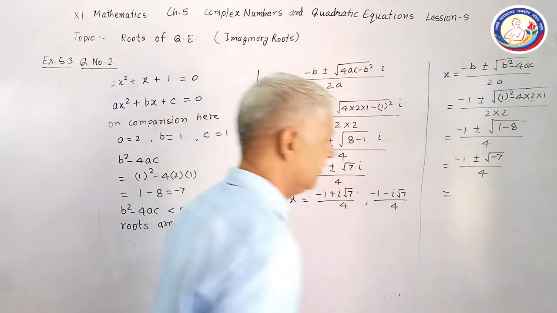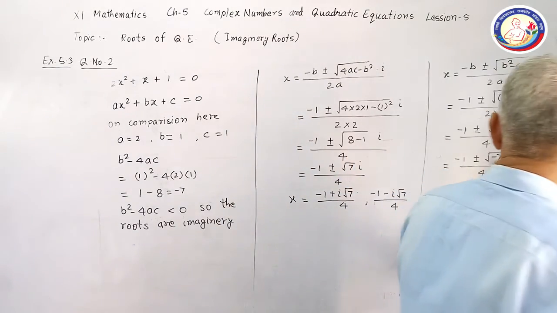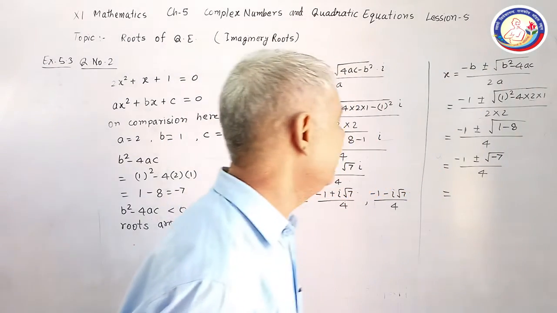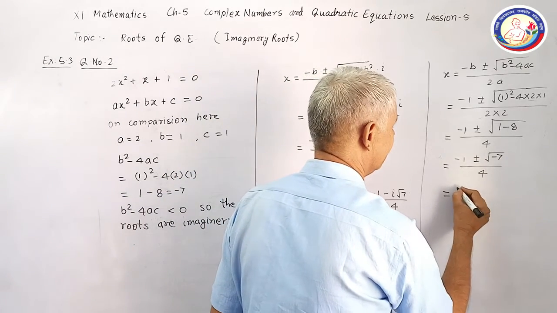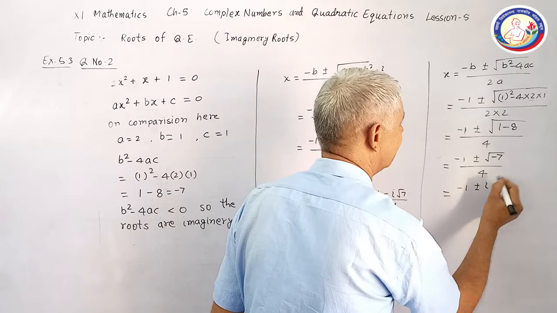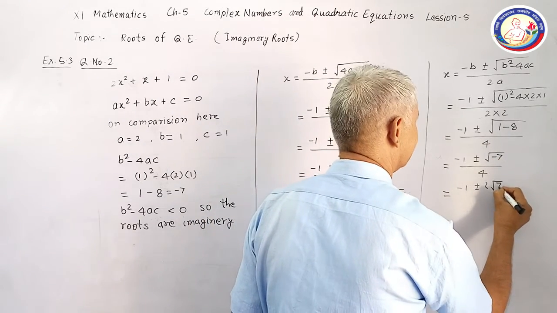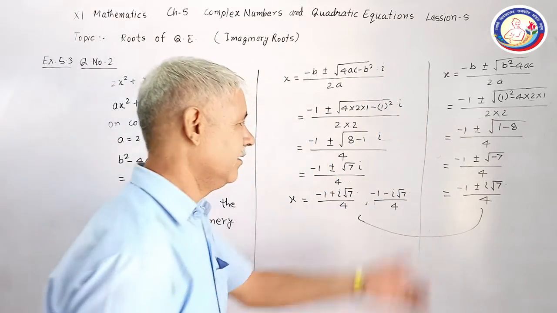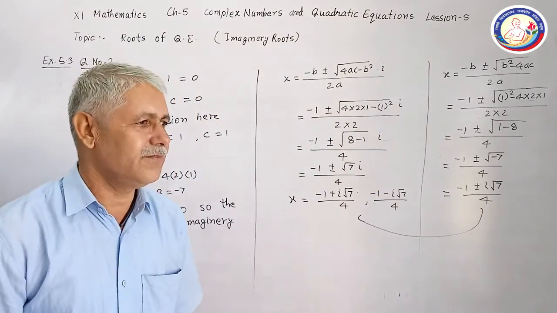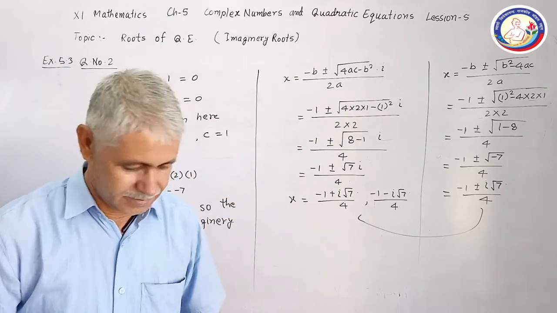And if we want to remove the minus sign from under the root, this will be written in imaginary form, or in the form of a complex number: minus 1 plus minus iota in place of square root of minus 1, into square root of 7, upon 4. This is what we have obtained here. So in this way directly we can find, or we can change the formula and we can get the answer.